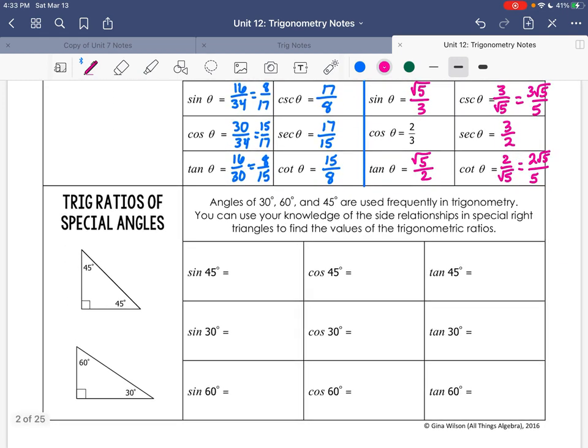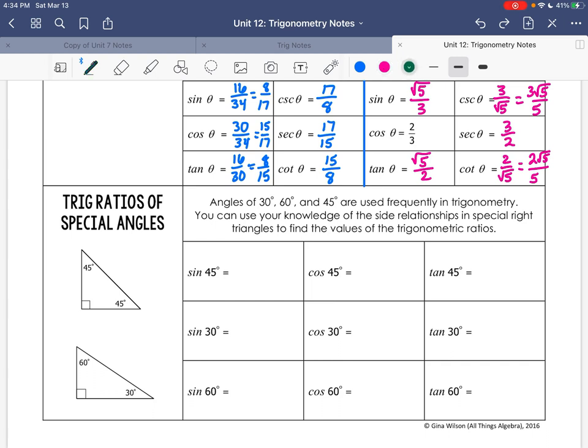All right. And so, sometimes we will have these special right triangles in addition to our trig ratios. And because they have a special relationship, those trig ratios have a special relationship. So you can see here it says angles of 30, 60, 90, and 45, 45, 90 are used frequently. You can use your knowledge of side relationships and special right triangles to find values of the trigonometric ratios. So all of these, like a sine of 45 degrees or a cosine of 30 degrees, are something that you would be asked in a normal situation.